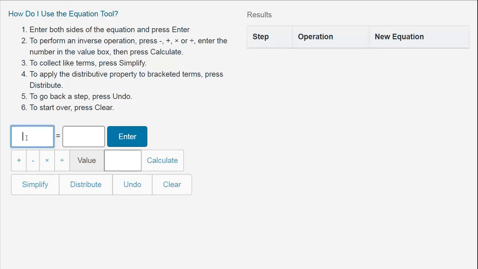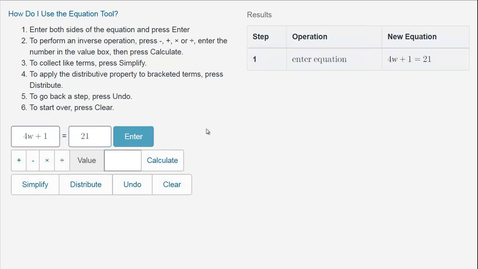Okay, let's clear it and do one more example. This would be called a 2-step equation, because there's actually 2 things to do to solve for w. So the equation is 4w plus 1 equals 21. Now, if there's any adding or subtracting to your term that has the variable, you handle that first. So the plus 1, the 1 is added to the 4w. So I want to get rid of that 1. So the opposite of adding 1 would be to subtract 1.